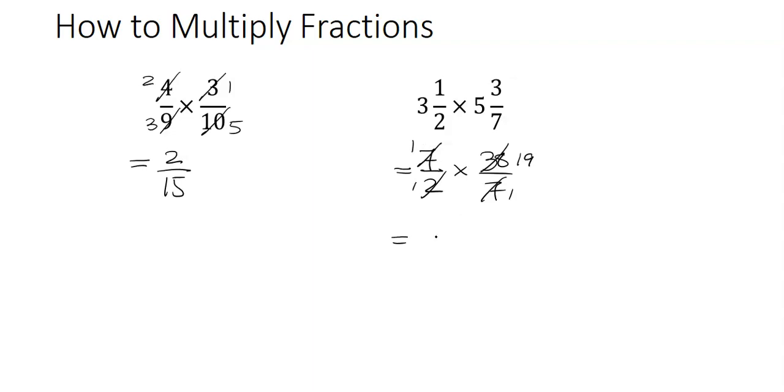1 times 19 is 19, and 1 times 1 is 1. But you don't leave an answer like this. If you get 19 over 1, that's the same as 19. So make sure you change all those answers you get over 1 to just an integer answer.